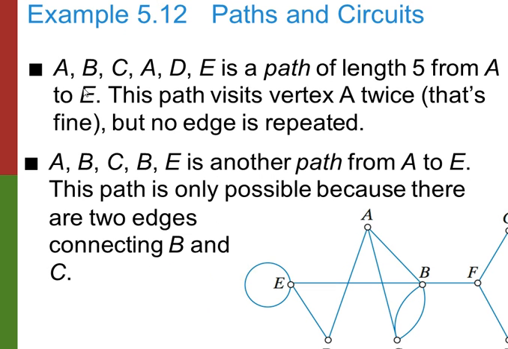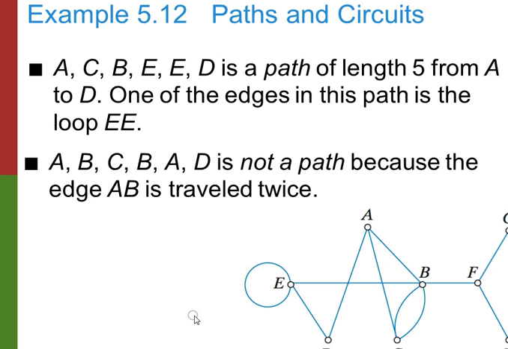All right, so A, B, C, D, E is a path of length 5 from A to E. A, B, C, A, D, E. All right, so I can do that. A, B, C, B, E is another path from A to E. This path is also possible because there are 2 edges connecting B to C. So I could have a different path. But those are paths. I didn't get back to where I started.